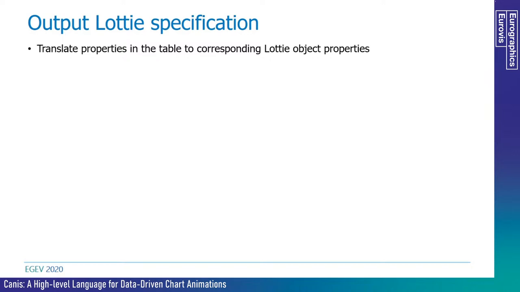The first step is to translate properties in the table to corresponding Lottie object properties. And the second step is to remove redundant specifications by extracting static and animated templates.